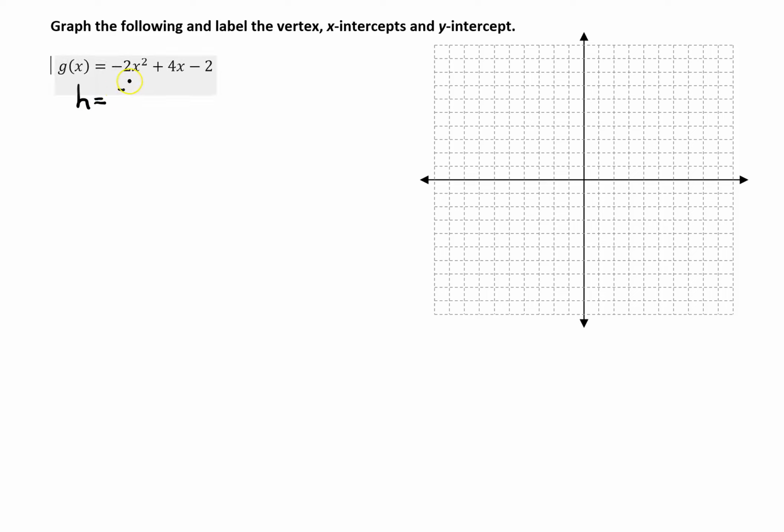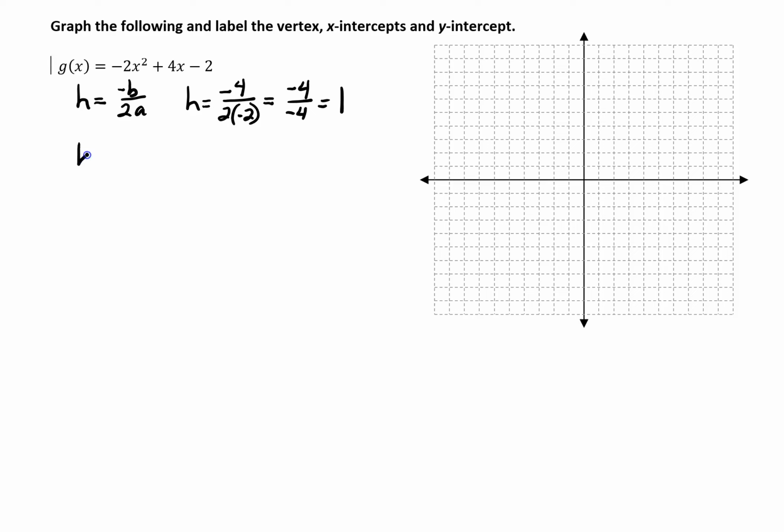I'm going to begin by calculating the h value of the vertex. H is negative b over 2a. So in this particular problem, h will equal negative 4 over 2 times negative 2. Now, following the order of operations, this simplifies down to positive 1. Okay, so my vertex is going to start with a value of positive 1.